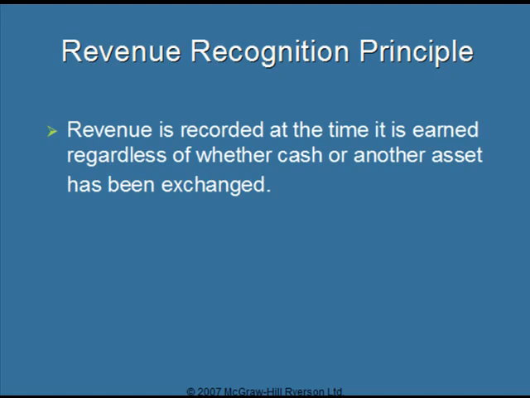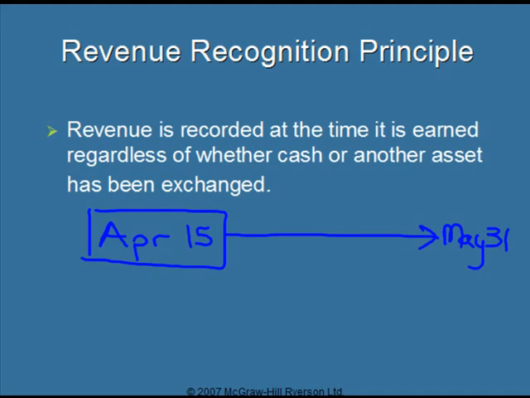One of the most important principles we use when we record transactions is the revenue recognition principle. And this states that revenue has to be recorded at the time it is earned, regardless of when we collect the money for that service or for that good. If, for example, we sold something on April the 15th and we collected the money in May, let's say May 31st, if we performed the service on April 15th, this is the date we use to record the transaction, not May 31st when we actually collect the money.